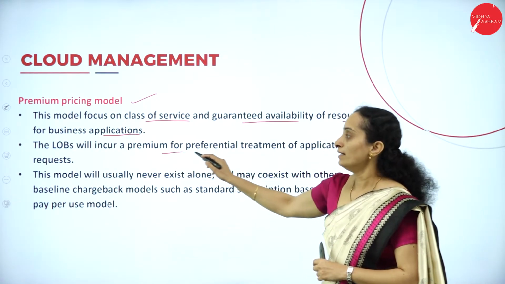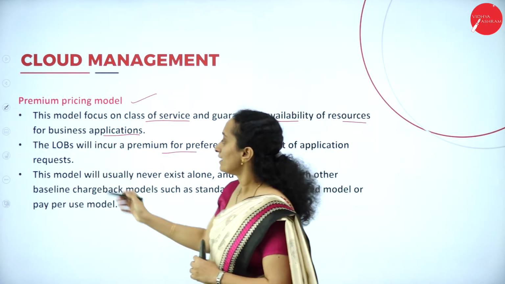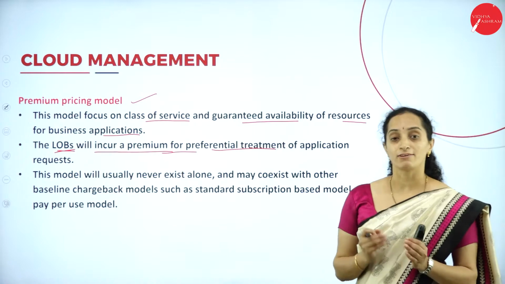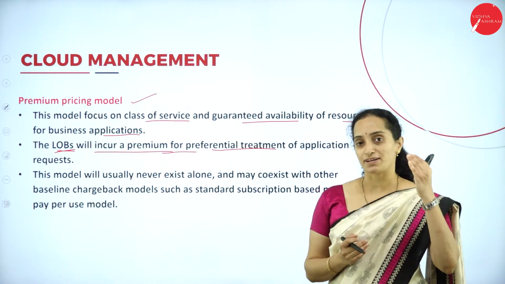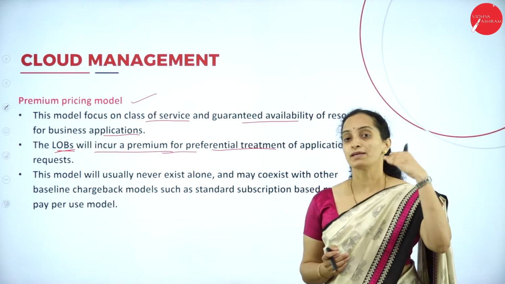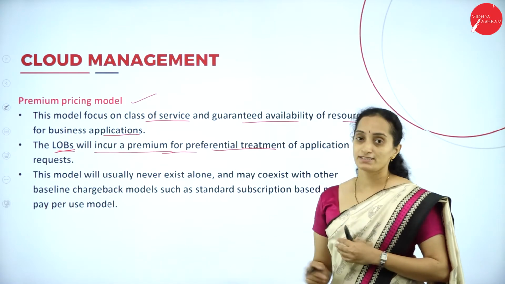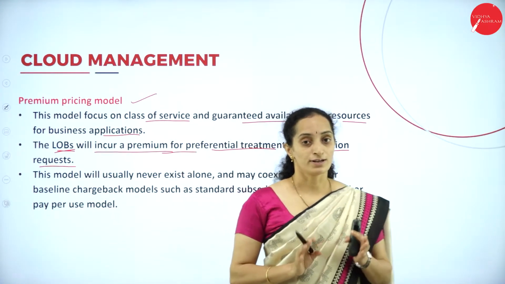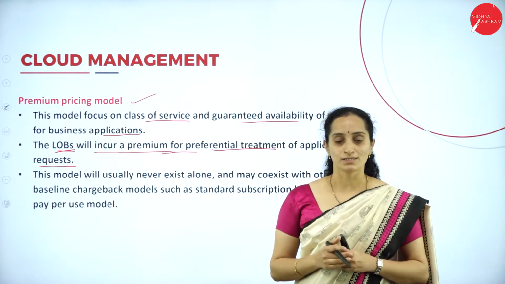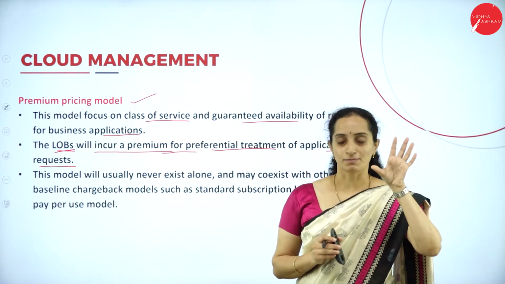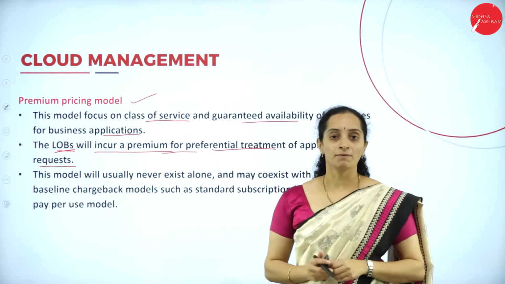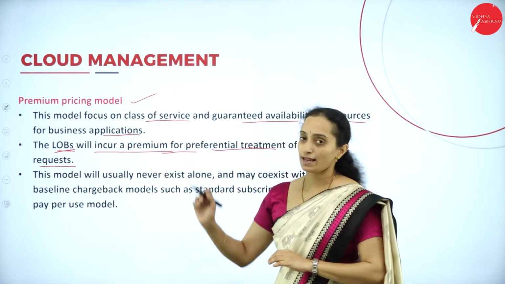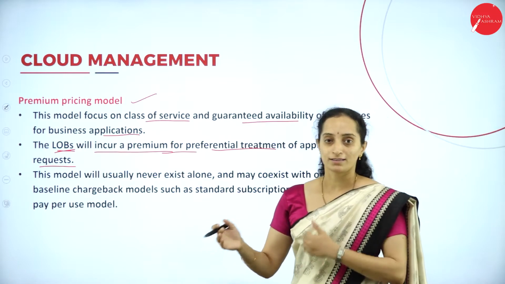Okay. The LOBs, that is the lines of business, will incur a premium for preferential treatment. They will be given preferential treatment. They will be given high preference over the other stakeholders. The enterprise will be given more importance or preferential treatment of application requests. Whenever there is a failure of the service, when the service resumes, the first priority will be given to the customers or stakeholders who have obtained the premium pricing model over the other pay-per-use or subscription fee users. So, they will take the maximum priority out of the other stakeholders.